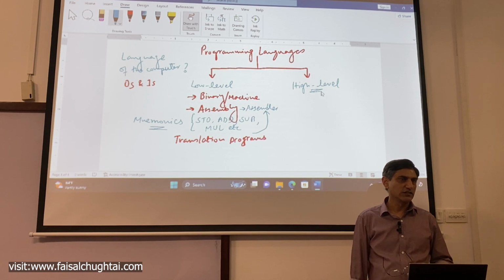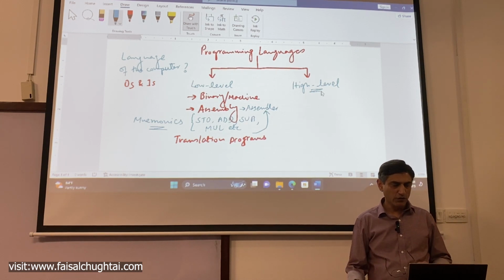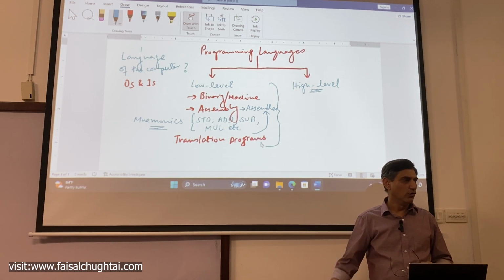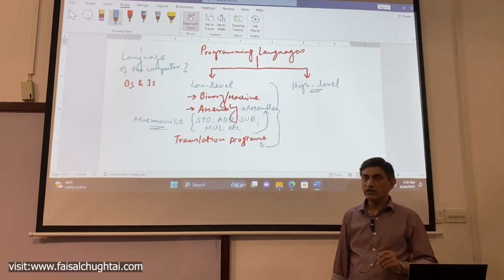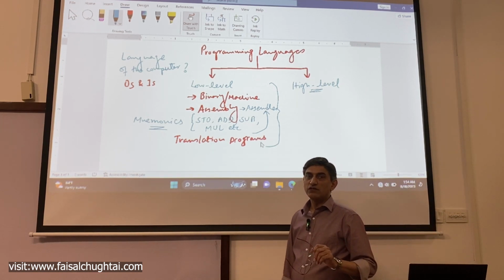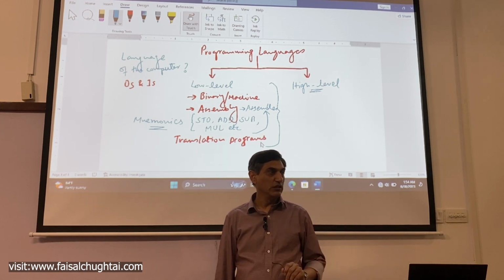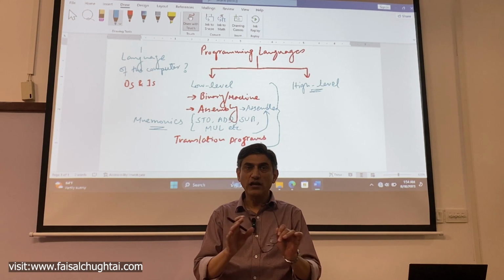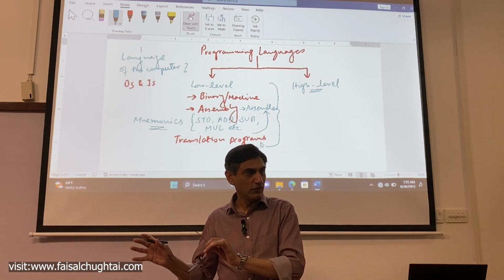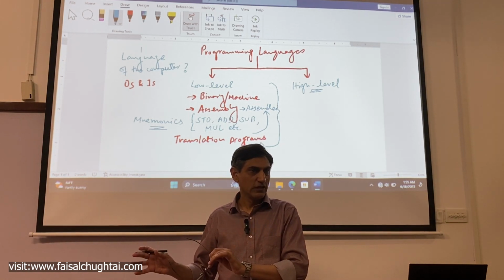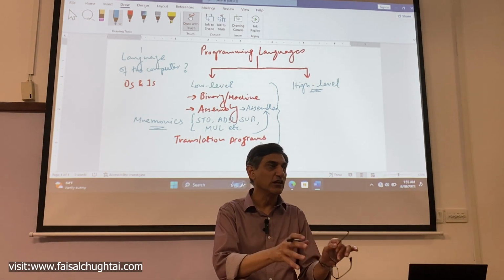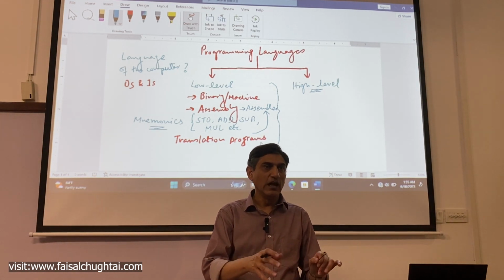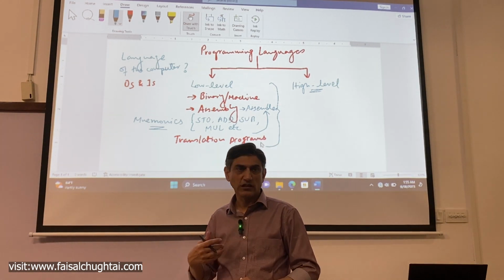high level languages. Up till now, whatever we have seen are examples of low level programming languages. And by the way, low level programming languages are closer to the machine and not as close to the human programmers. Closer to the machine understandable form, let's put it this way, and not as close to the human understandable form.